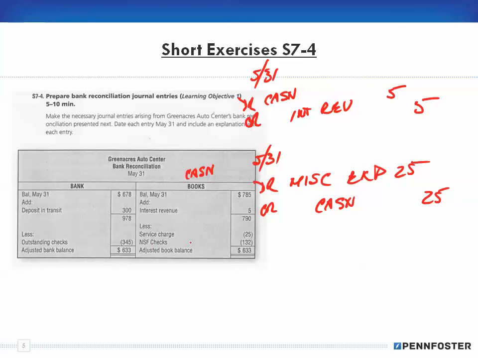Okay, and then you have a non-sufficient fund check of $132. This is dated 5/31. So I ask myself, am I affecting cash? Yes. Is it a debit or credit? It's a credit to cash for $132. And now I have to debit something else. Well, what am I debiting? Now notice it says here non-sufficient fund checks. It doesn't say non-sufficient fund charge.